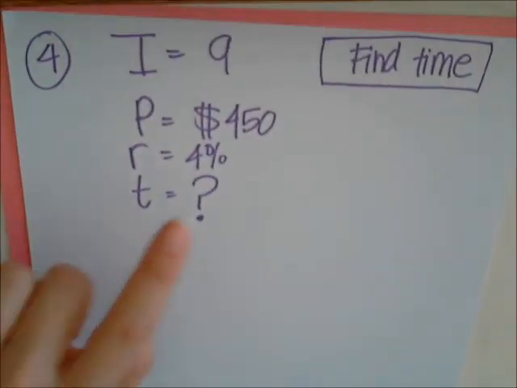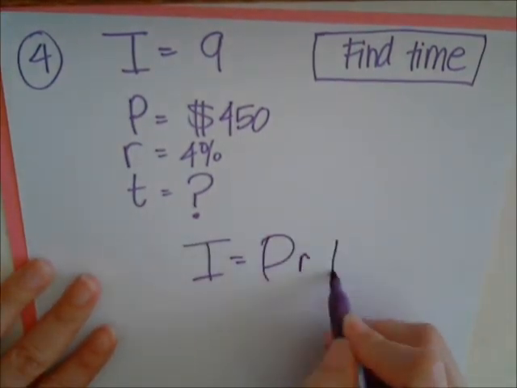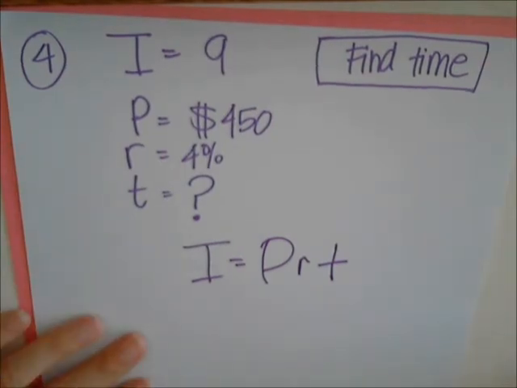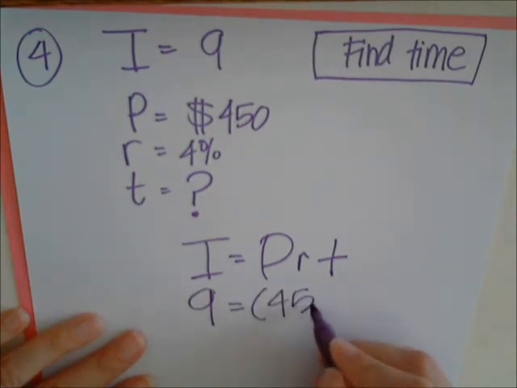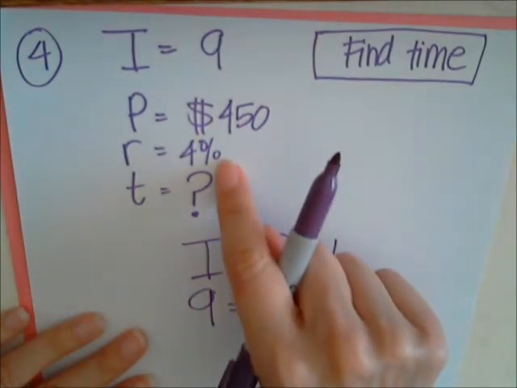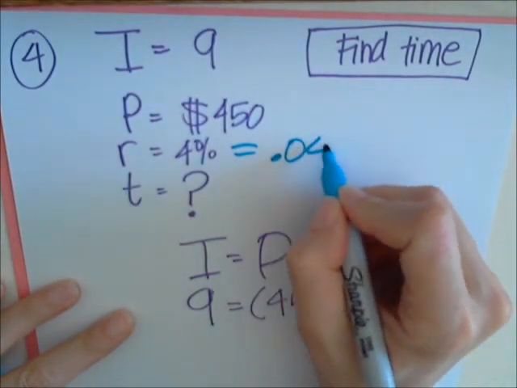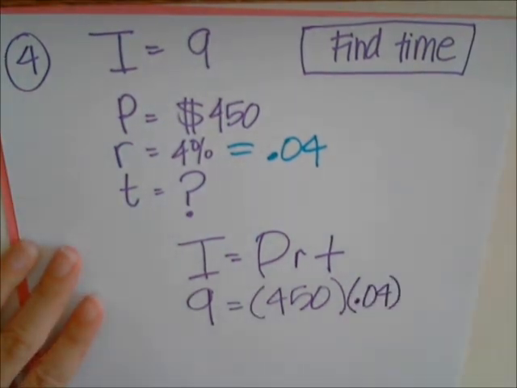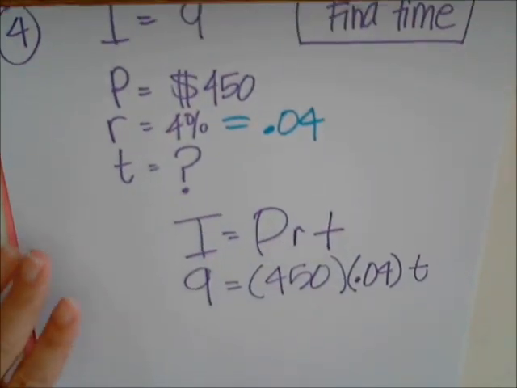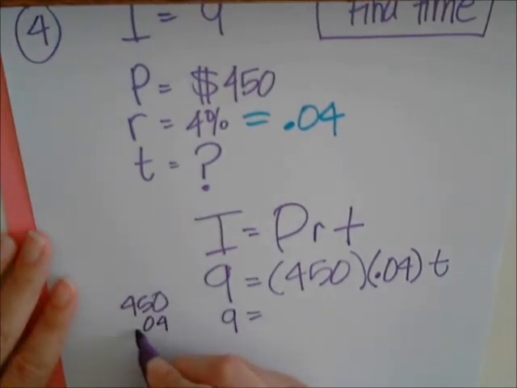Last problem. In this problem, they want us to find time. So once again, I'm going to use I equals PRT. And again, all you need to do is plug in numbers. They give us the interest, which is 9. They give us the principal, which is 450. They give us the rate, which is 4%, but we're going to turn that into 0.04 for this because we've got to turn it into a decimal. And then t is just going to stay t because we're finding time. We don't know that.